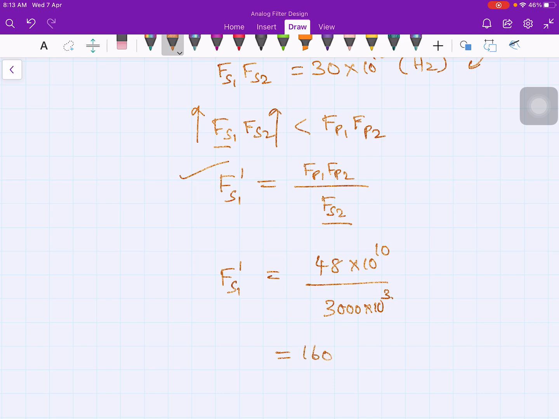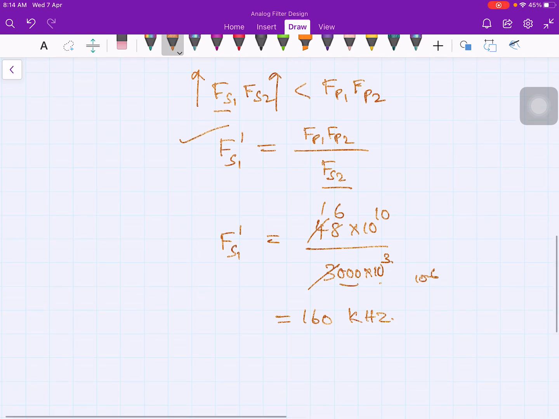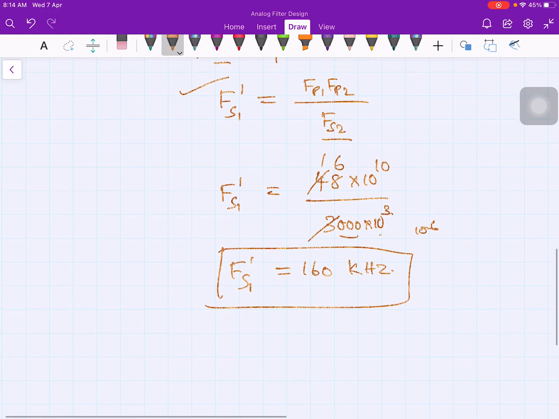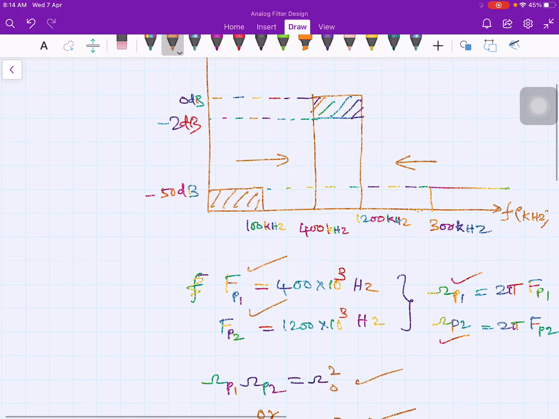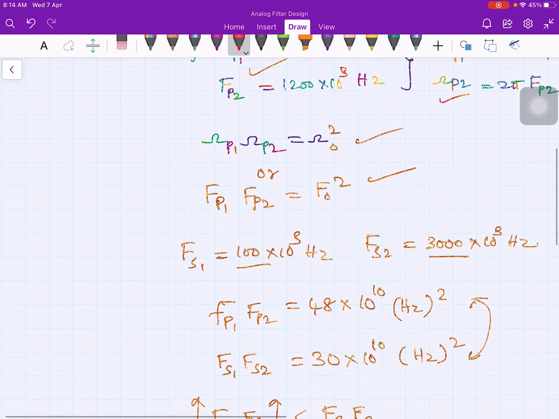160 kilohertz something. 16, and then 3 zeros plus 3, 10 power 6, so yeah, 160 kilohertz. FS1 prime is equal to 160 kilohertz. So initially it was 100 kilohertz. My adjusted frequency will be somewhere here, that is 160 kilohertz. That is my new frequency. Now with these specs you have to design the filter.